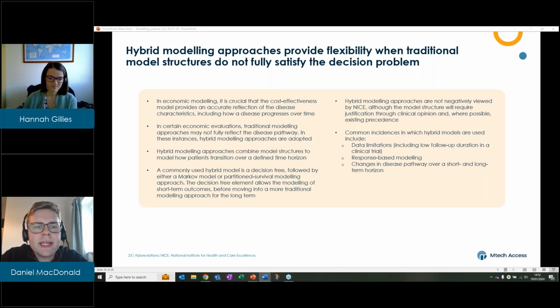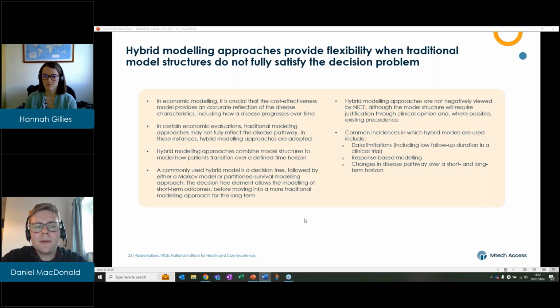We've discussed the 6 key modelling approaches and structures. However, hybrid modelling tries to approach decision problems where there may not be a specific one of those 6 which we want to look at. In some cases, there's an argument that using 2 structures at the same time within the overall modelling process is applicable. So in economic modelling, it is crucial that the model provides an accurate reflection of disease characteristics and the disease pathway over time.